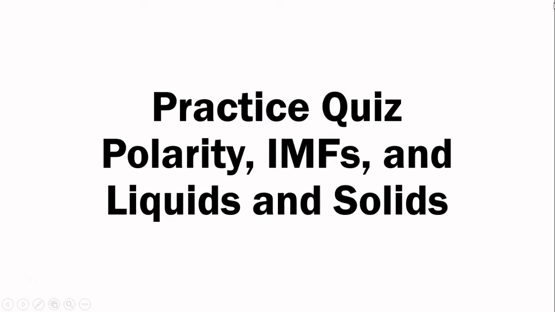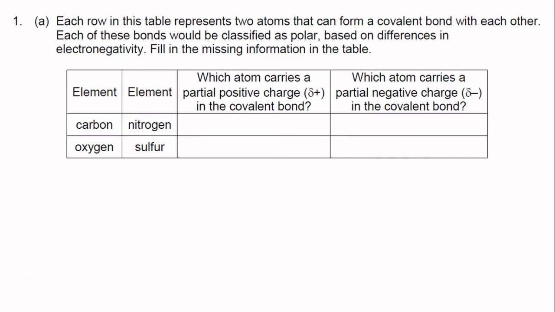These are the answers to the practice quiz on polarity, intermolecular forces, and liquids and solids. Question number 1, Part A. Each row in this table represents two atoms that can form a covalent bond with each other. Each of these bonds would be classified as polar based on differences in electronegativity. Fill in the missing information in the table.